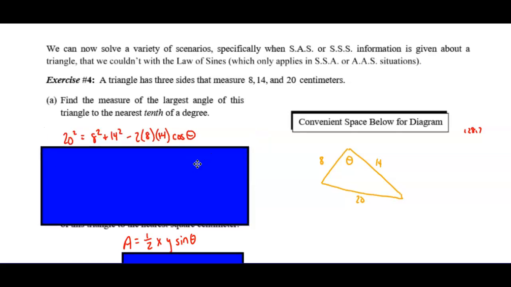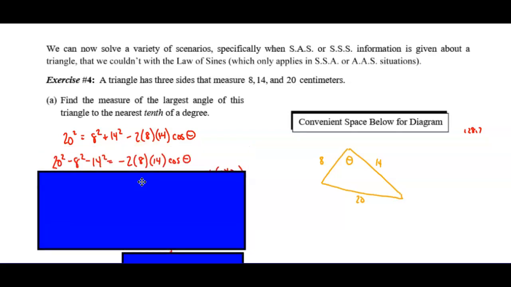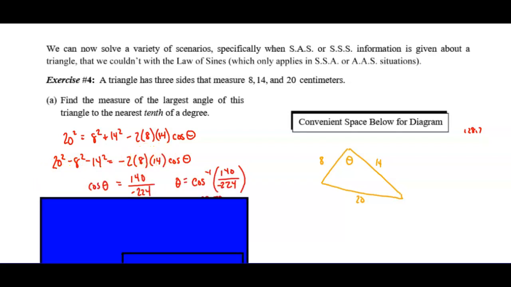All right, so I set up my law of cosines. I've got 20 by itself because it's across from theta. I've got my 8 and 14 interchangeably. You might have done 14 and 8, doesn't matter. I'm going to move the squares to the left. Squares need to be together. Coefficients need to be together. Get them down into a single number.